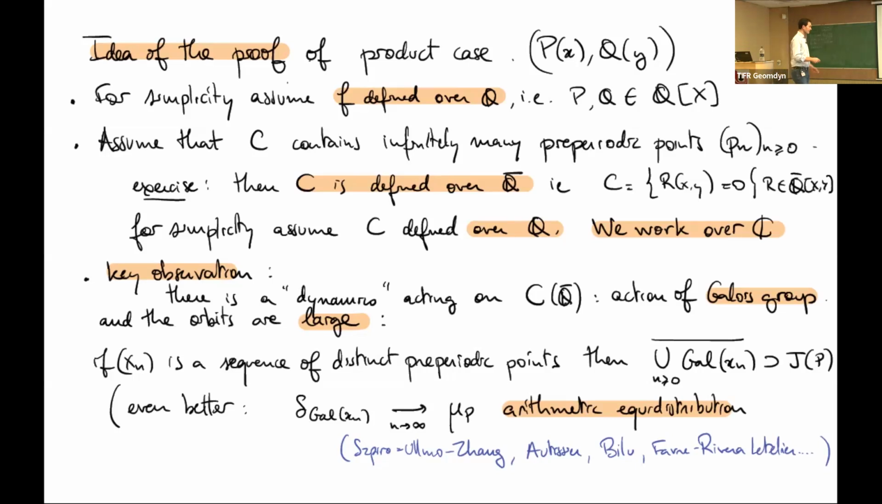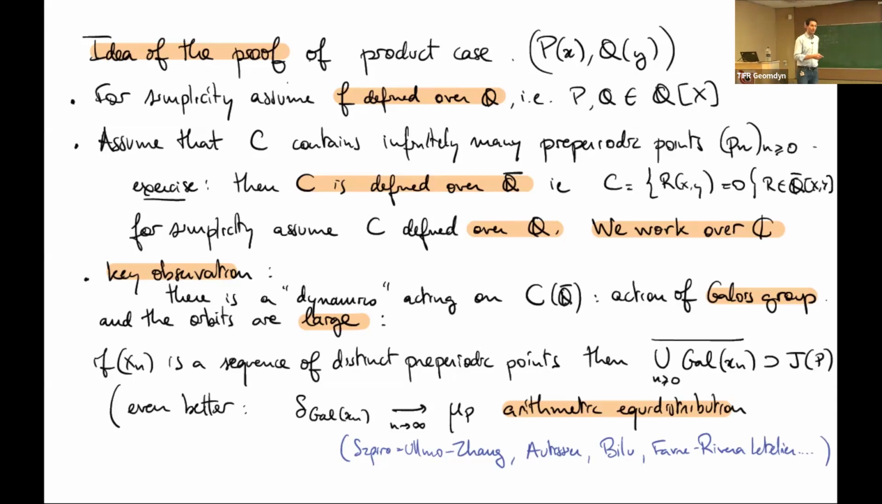This is part of a very big chapter of arithmetic geometry, which is called arithmetic equidistribution. It started in this paper by Szpiro, Ullmo, and Zhang, and then it was generalized to many settings by many people. So it's a very important ingredient here. But I think maybe for the moment you can just think about it topologically. So Galois orbits are large.